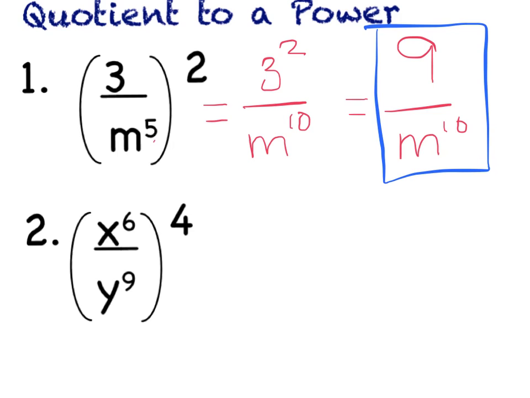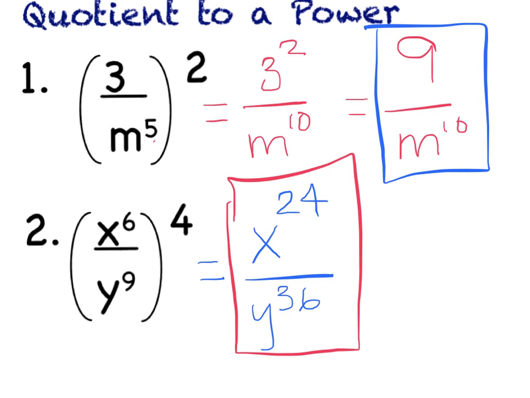All right, I'm going to go ahead and complete problem 2, making sure to take x to the power of 6 to the 4th power. So again, when I'm doing a power to a power, I multiply. So I'm going to get x to the power of 24 over y to the 9th to the power of 4. So I multiply, and I'm going to get y to the power of 36. There's nothing I can simplify here because I don't have any coefficients. So my final answer is x to the 24th over y to the 36th.